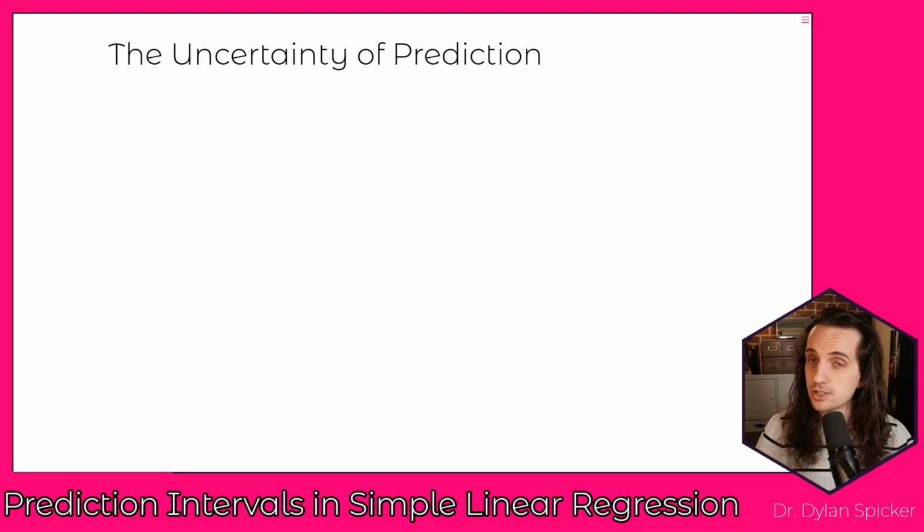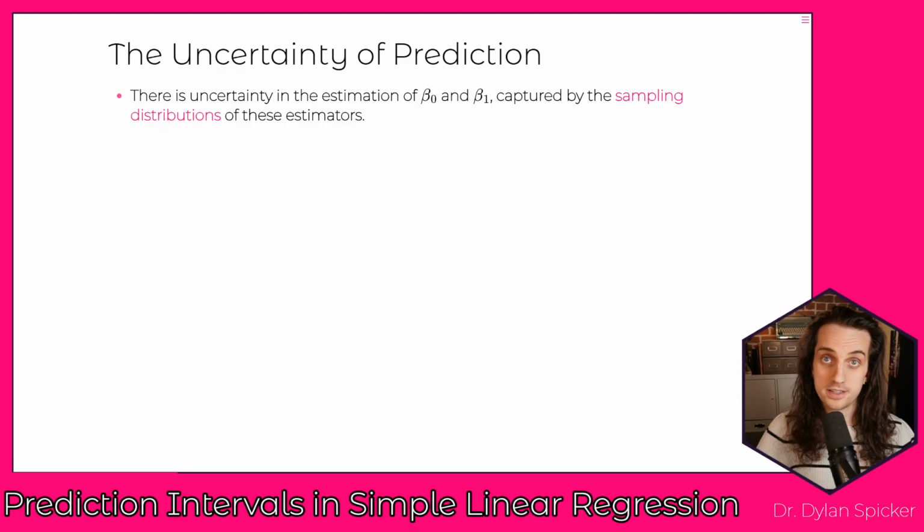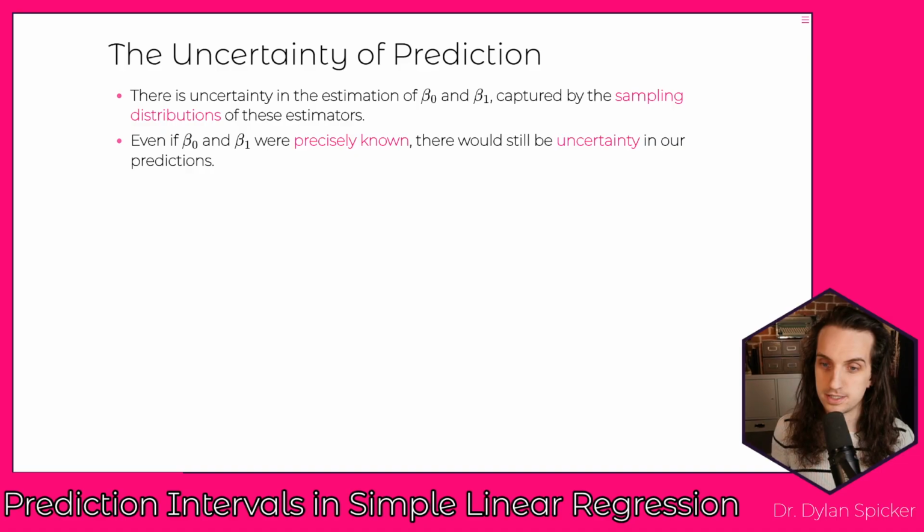Quantifying uncertainty in estimation is an important task of statistical inference. So what about quantifying uncertainty in prediction? There is uncertainty that comes from a couple of different places. We have uncertainty in our estimation of beta 0 and beta 1, giving us beta hat 0 and beta hat 1. This is going to be captured by the sampling distribution of each of those estimators. So there's going to be uncertainty there, and we can capture or write that down through those sampling distributions.